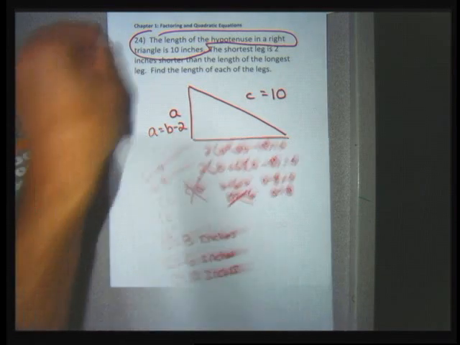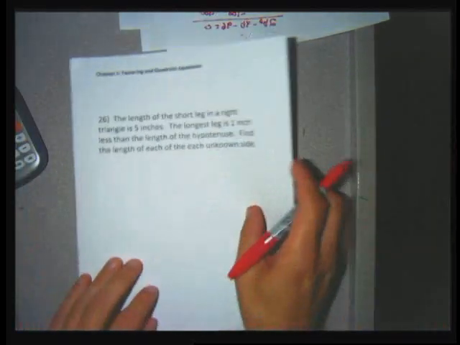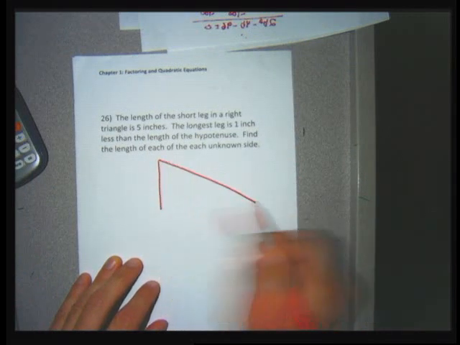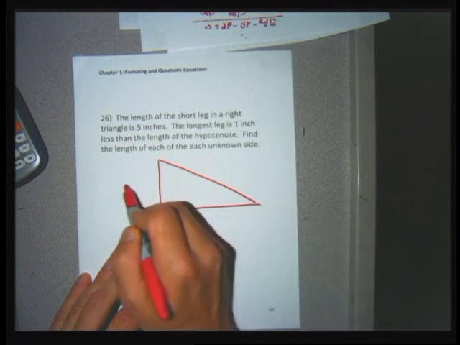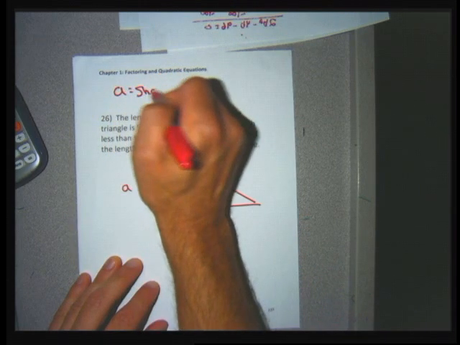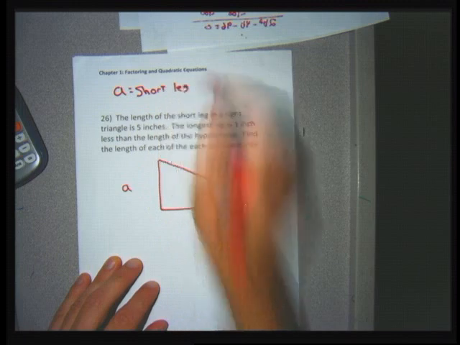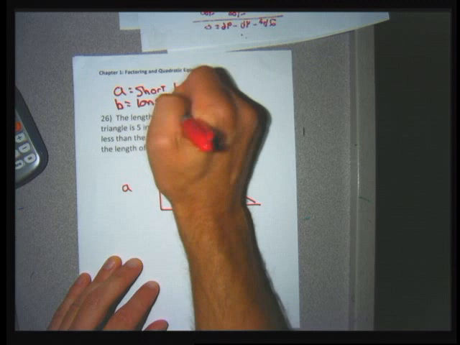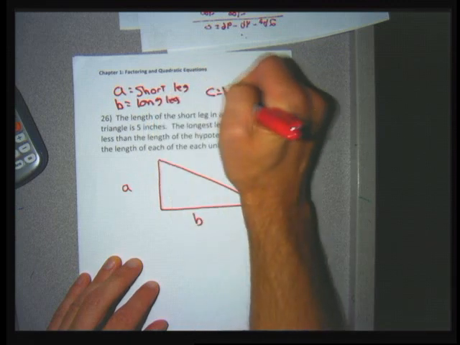One more, I think it's just like 24, and then we'll be done with the word problems, and hopefully you don't feel like you're sinking on these things, and they aren't the worst word problems you've ever seen. Okay, another right triangle, so I'm drawing my right triangle. My A is my short leg. My B is my long leg. And my C is my hypotenuse.